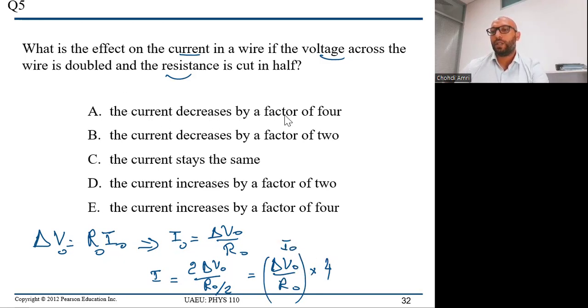So the current decreases by a factor of 4? No, it's increasing by a factor of 4. The current decreases by a factor of 2? No. The current stays the same? No. The current increases by a factor of 2? No. The current increases by a factor of 4, and we have the correct answer, because it would be I naught multiplied by 4.